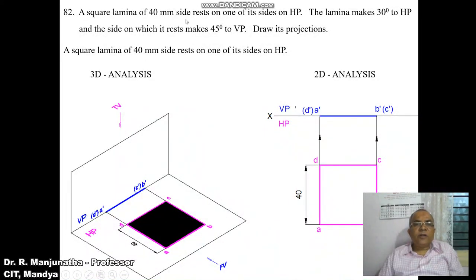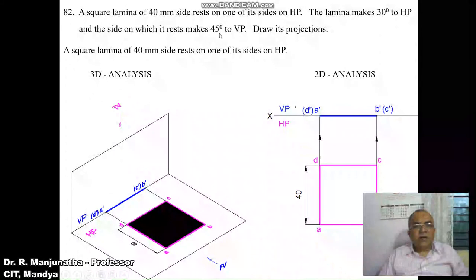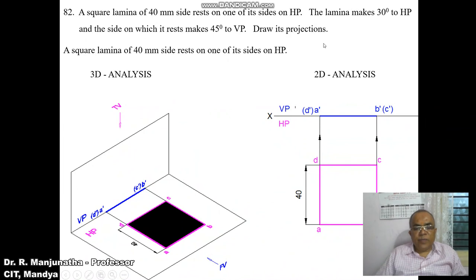A square lamina of 40 mm side rests on one of its sides on HP. The lamina makes 30 degrees to HP and the side on which it rests makes 45 degrees to VP, and draw the projections.